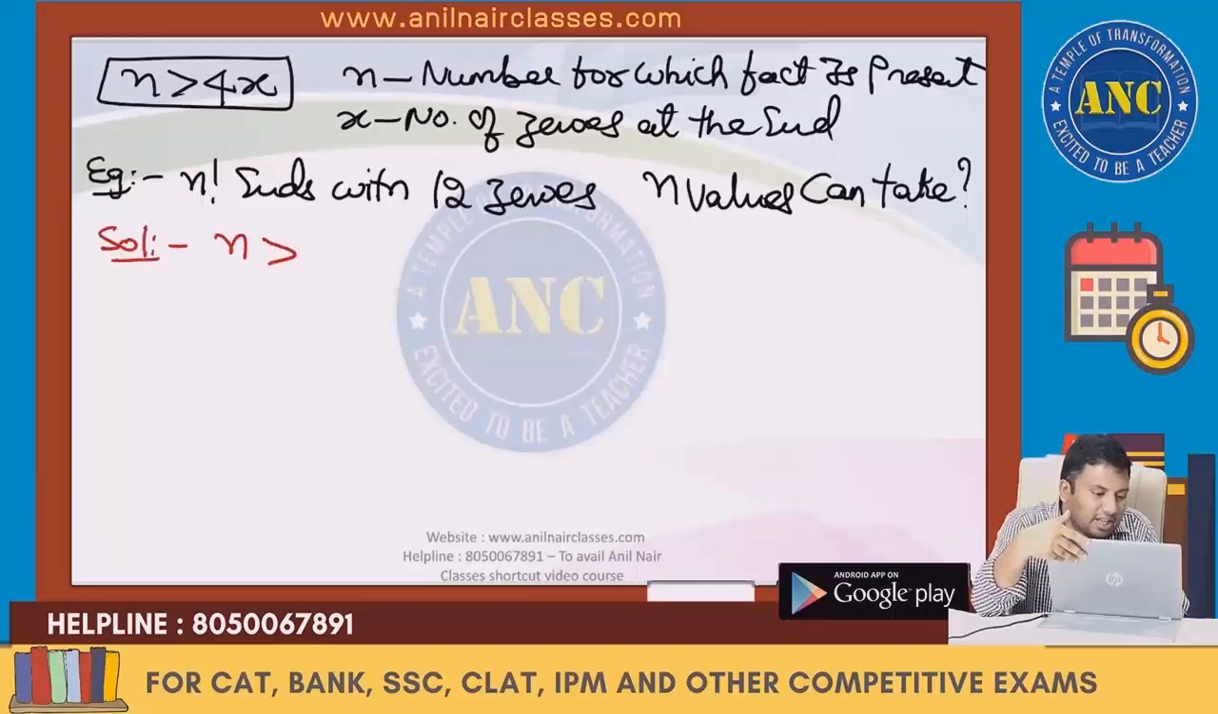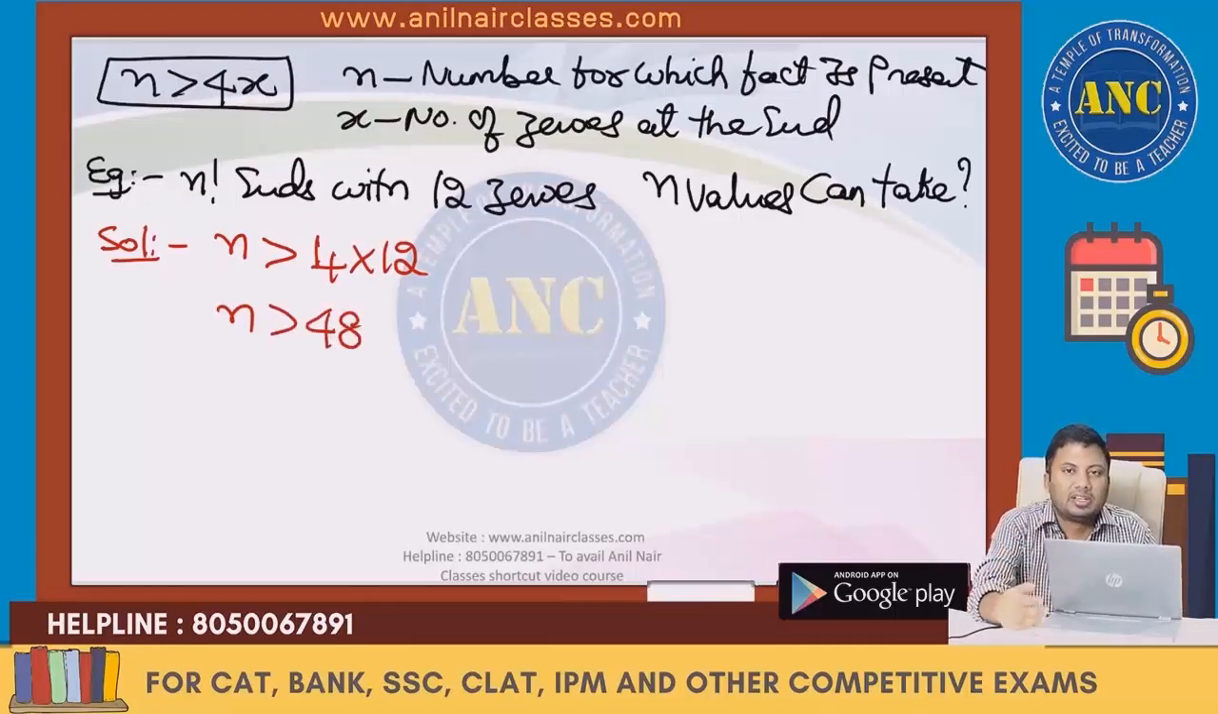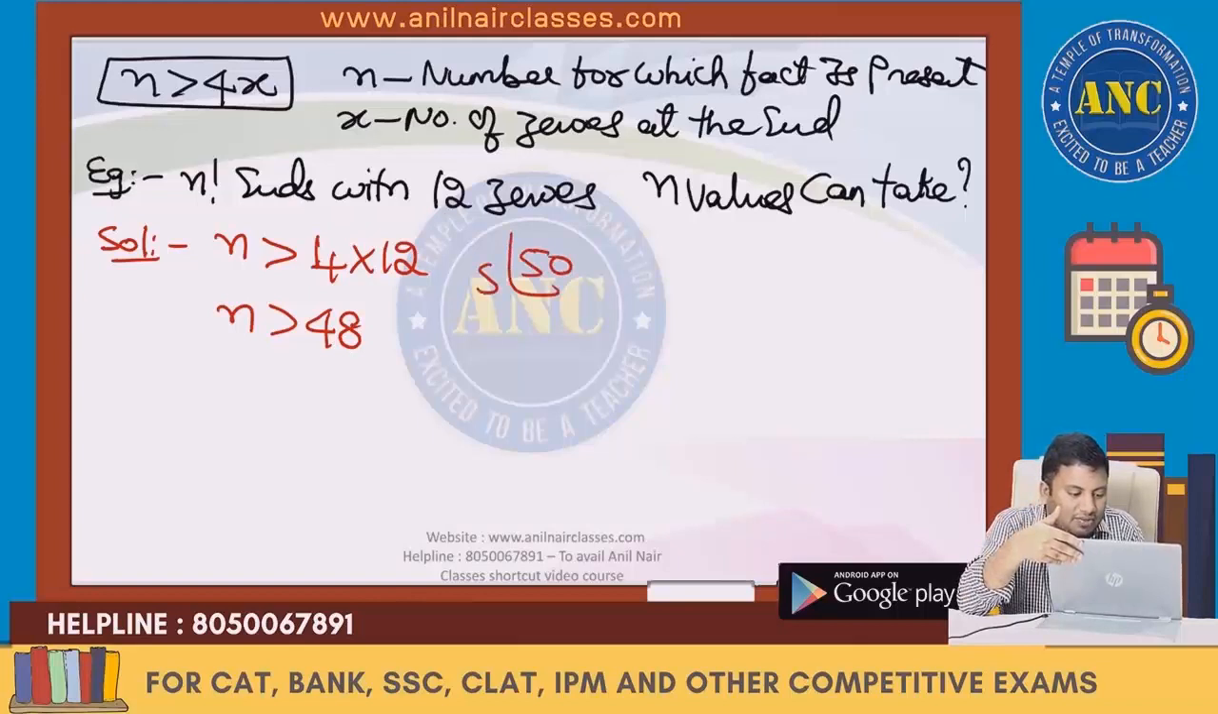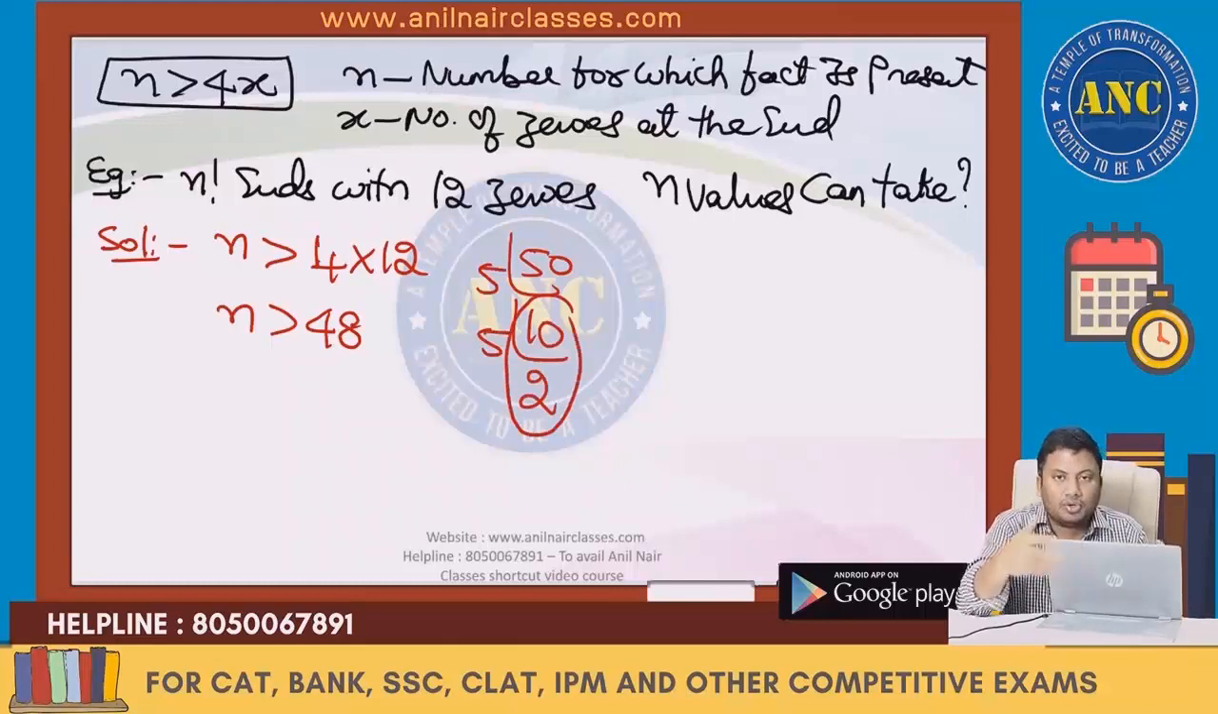N is greater than 4x, where the number of zeros at the end is 12. N is greater than 4 into 12. N is greater than 48. So by this we came to know that the value of n should be greater than 48. What is the multiple of 5 just greater than 48? 50. What will be the number of zeros for 50? 50 by 5 is 10, 50 by 25 is 2. 10 plus 2 is nothing but 12 zeros at the end. I got 12 zeros. So 50 will have 12 zeros at the end.